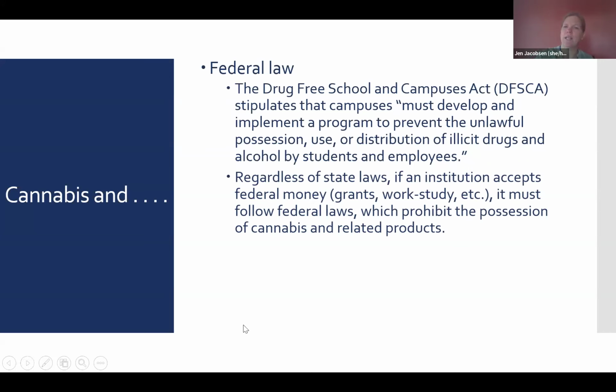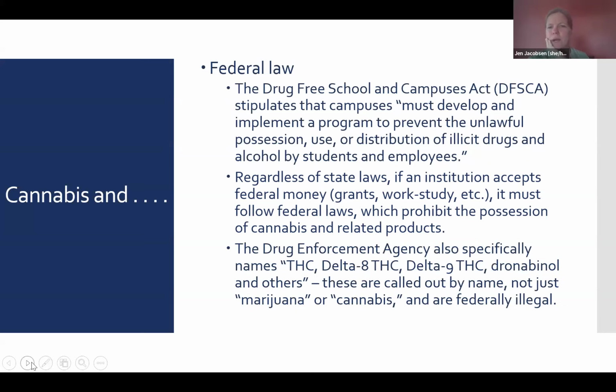Regardless of state laws, if any institution accepts federal money and grants and work studies, it must follow federal laws which prohibit the possession of cannabis and related products. The Drug Enforcement Agency also specifically names THC, Delta 8 THC, Delta 9 THC. These are called out by name by the DEA as being federally illegal on our campuses. And I bring this up because, right, if we know that 21% of the students on our campus have used cannabis in the last month, we want to think about where that use is happening, but also the risk that violating federal law is bringing to our college campuses right now.